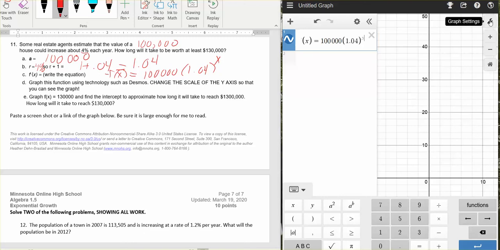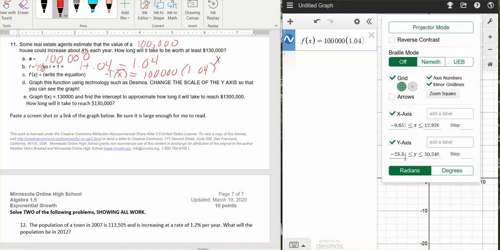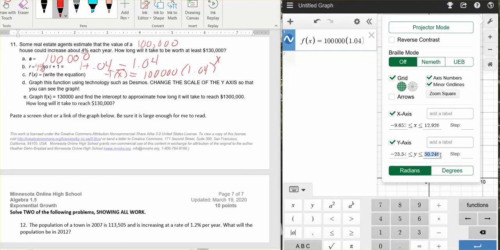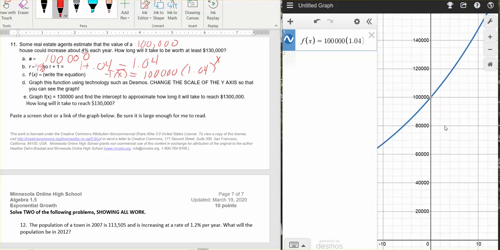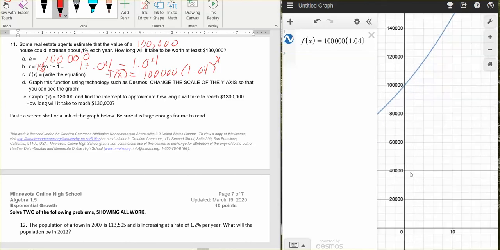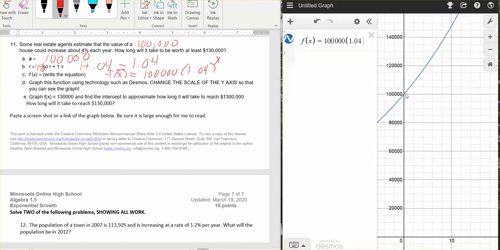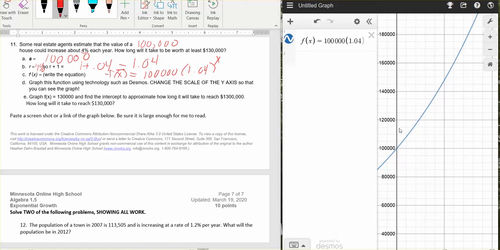I need to change the scale with my graph settings button, and I need this to go higher than 100,000. So let's go to like 150,000. And then just click away and you'll see the graph now. I'm going to zoom out just a little bit so I can see all of my x-axis too. So there's the starting value of the house, and then you can see it'll increase over time at not a fast rate. All right, so we did D, we changed the scale.